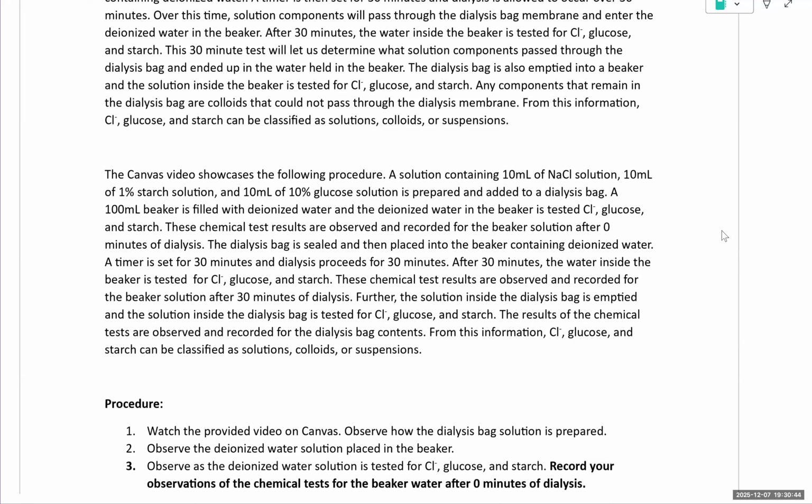After 30 minutes, the water inside the beaker is tested for chloride, glucose, and starch. We're also going to test the dialysis bag solution by emptying the dialysis bag into a separate beaker and testing that dialysis bag solution for chloride, glucose, and starch. We're going to write down the results of the chemical tests, and from this information, we can determine if chloride, glucose, and starch can be classified as solutions, colloids, or suspensions.